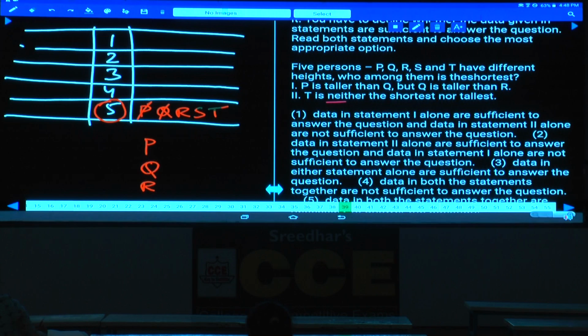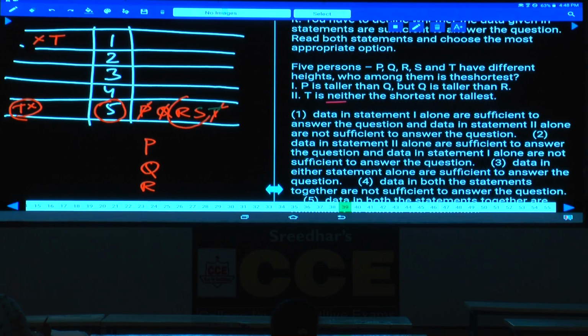Then coming to condition number 2 alone, T is neither the shortest nor the tallest. Now T cannot be at this place and T cannot be at this place. As T cannot be at these places, anyone among P, Q, R, S, and R and S can be the shortest. Hence 1 alone is not sufficient, 2 alone is not sufficient. Then by combining these two, T also cannot be the shortest.